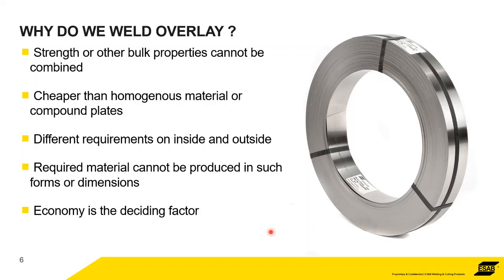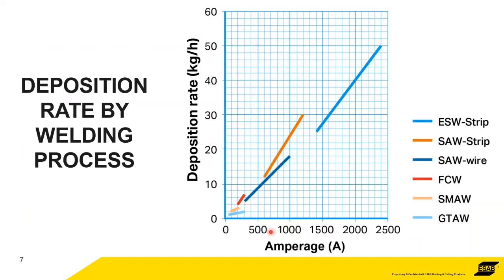So we weld overlay. It's a very common process that's been around a long time. Strip weld overlay is a little bit different, and this is the reason why we use strip. So this is the deposition rate per welding process. So right down at the bottom end, TIG welding, manual TIG welding, GTAW. If you're lucky, you'll be able to deposit something like two kilos in an hour, and that's good going. That's a lot of arc time.